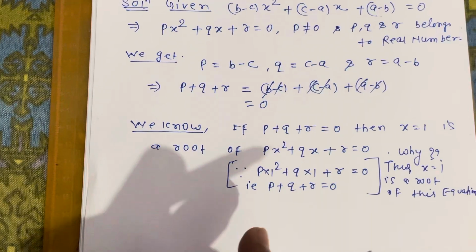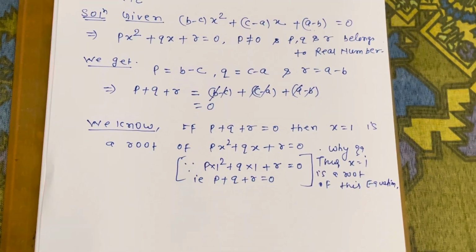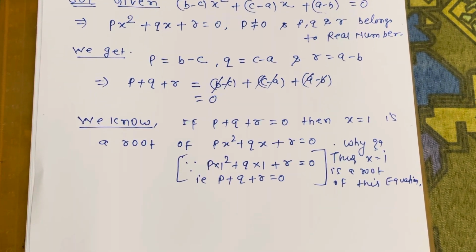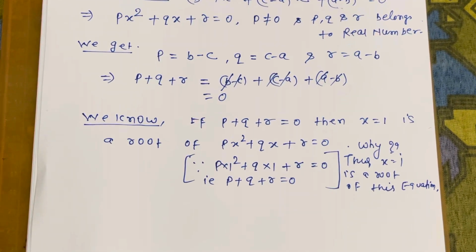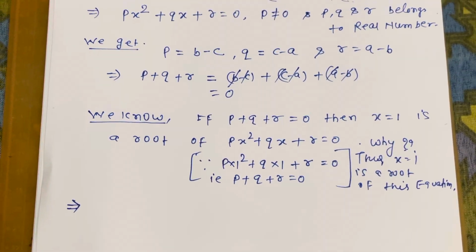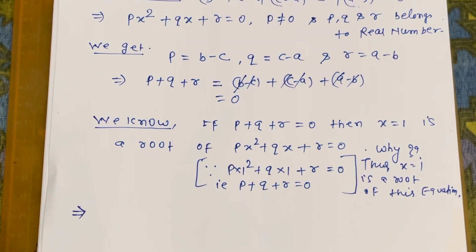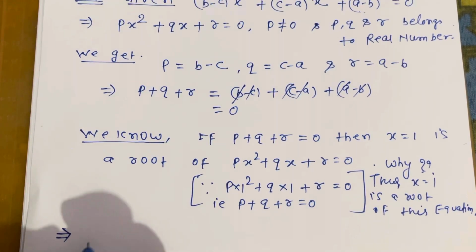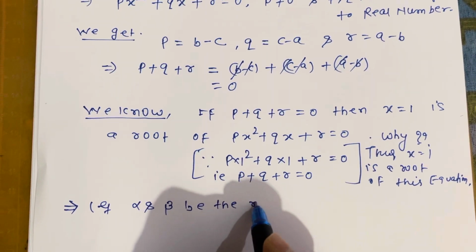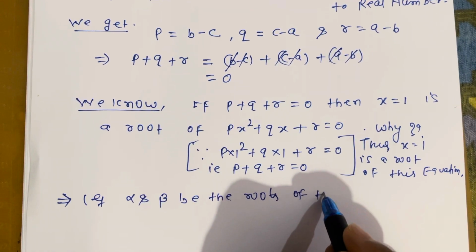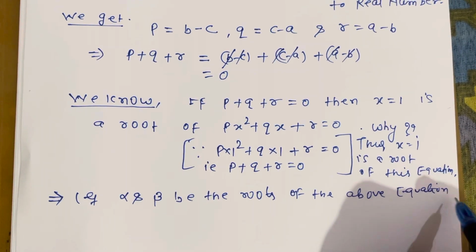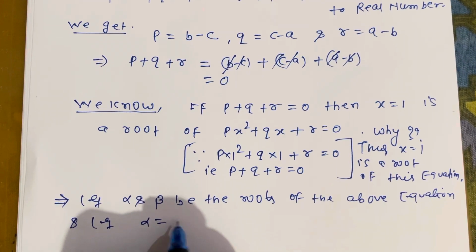Now, here we can also use another method using the discriminant, where D is equal to b square minus 4ac, and we know if roots are equal, then D is equal to 0. But that method is lengthy, so I'll recommend you solve using this method. Now, 1 is one root of the equation. Let alpha and beta be the two roots of the above equation, and let alpha be equal to 1.